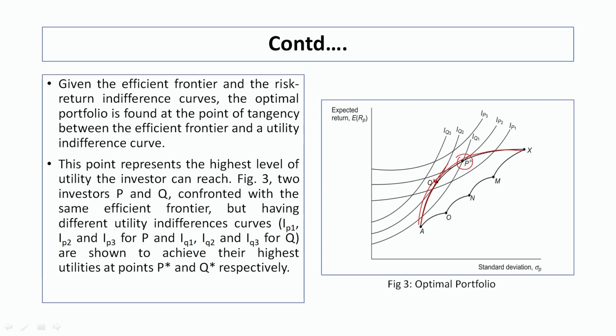Figure 3 shows two investors, P and Q, confronted with the same efficient frontier but having different utility indifference curves. We already said that these are P1, P2, P3 and Q1, Q2, Q3. Both investors are different but have the same efficient frontier. Now what are they representing? They are providing the highest utility at points P star and Q star.